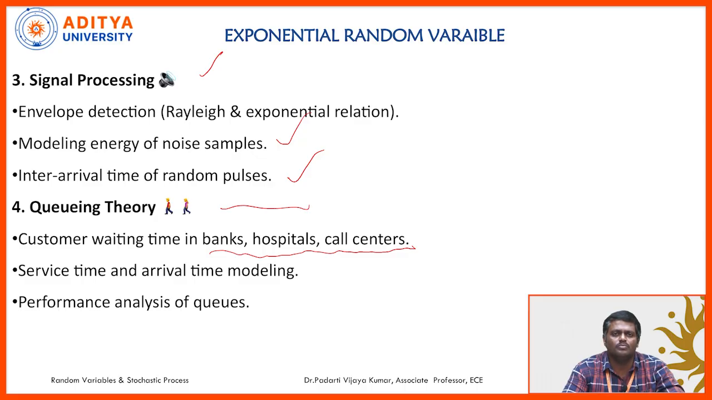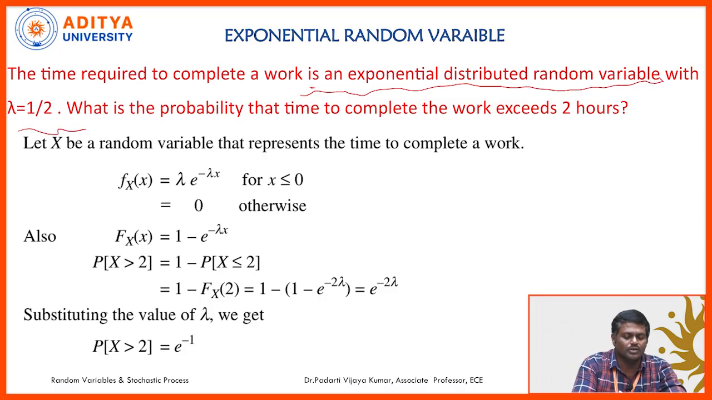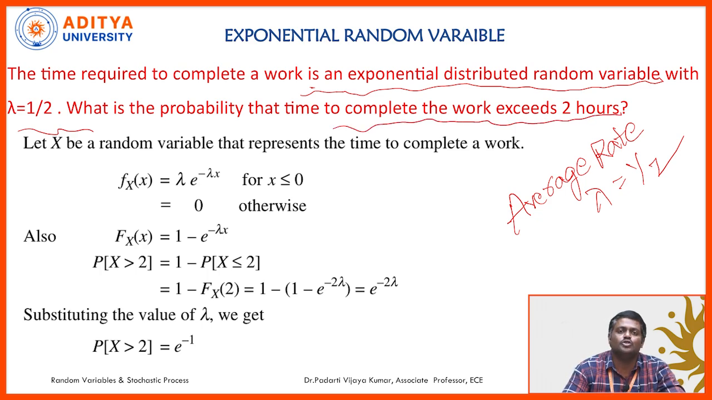Let us solve the problems related to the exponential random variable. We will see real-time problems one by one. The time required to complete a work is an exponentially distributed random variable with lambda equal to 1 by 2. Lambda is nothing but the average rate. Average rate lambda is equal to 1 by 2. What is the probability that the time to complete the work exceeds 2 hours?